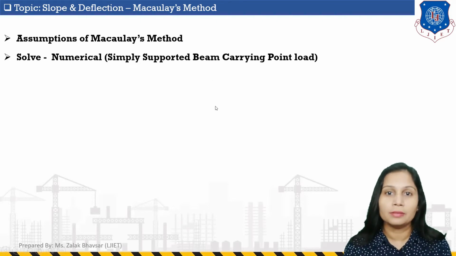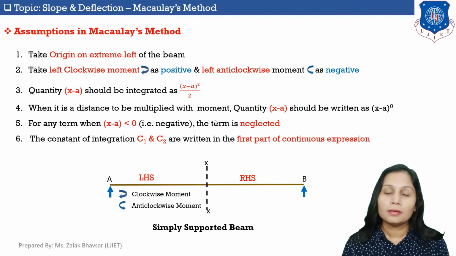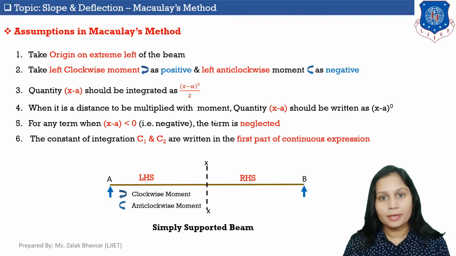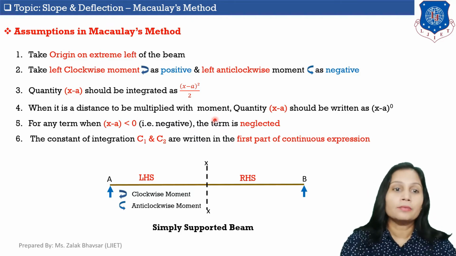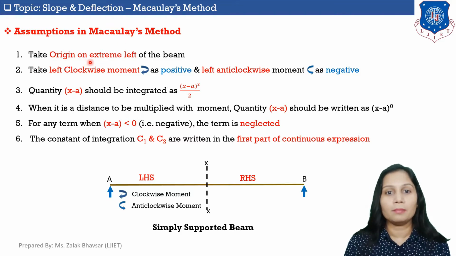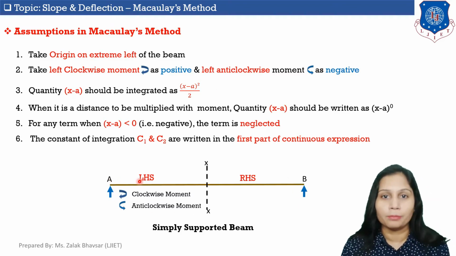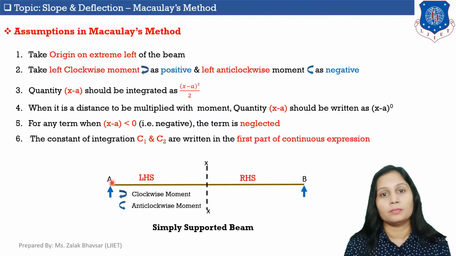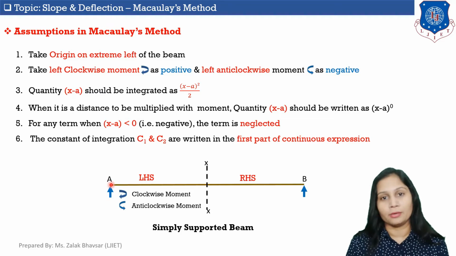So let's start with the assumptions of Macaulay's method, and here are 6 assumptions. We can say 6 rules which we will follow for calculating slope and deflection of a given beam using Macaulay's method. Okay, so the first assumption of Macaulay's method is take origin on extreme left of the beam. So in this figure you can see beam AB is a simply supported beam and point A is the extreme left of this beam. Okay, so we will take our origin at point A for calculating the sum.